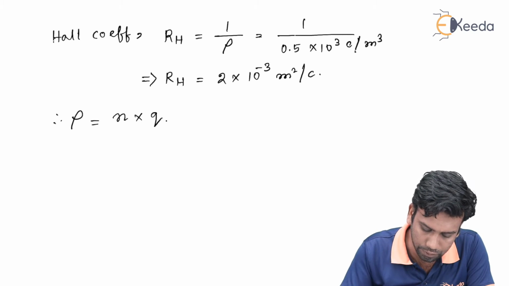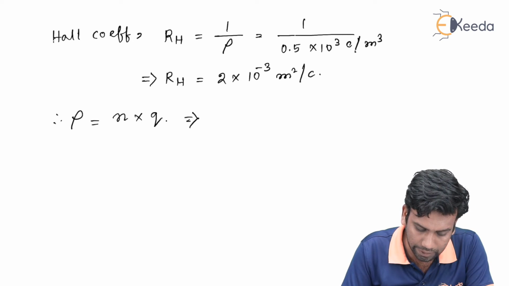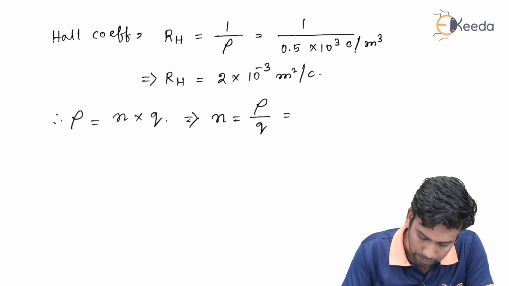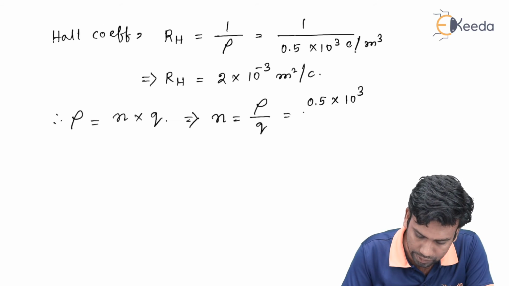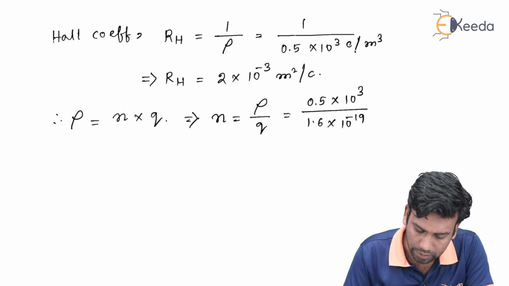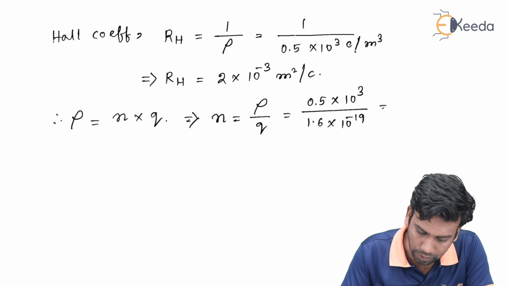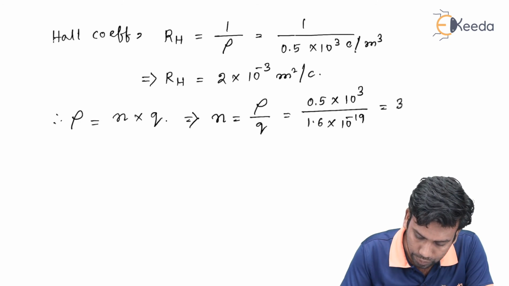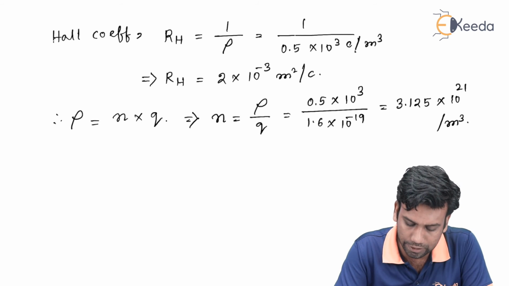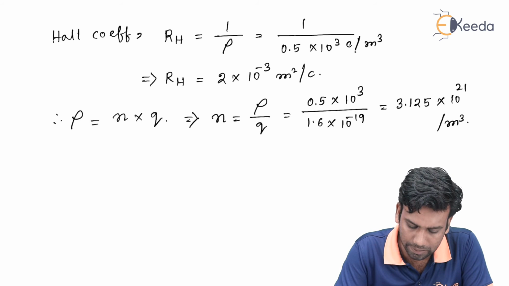So, if I put the values of rho and Q, we can find the value of electron concentration, and that equals rho by Q, where rho is 0.5 into 10 to the power 3, and Q is 1.6 into 10 to the power minus 19. So, from this we can calculate the value of N, that will be 1.25 into 10 to the power 21 per meter cube. This is the value of the electron concentration of the N-type semiconductor.